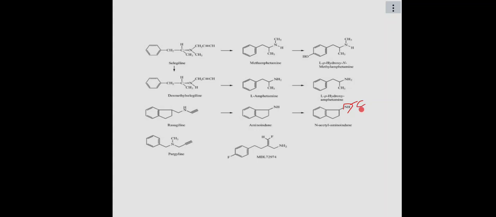So it will be C double bond O CH3. That will be the N-acetyl. So it can also undergo acetylation by N-acetyl amido transferase, and the NH, the amino group, will be acetylated, and you can get N-acetyl amino indane, which of course will have much lower water solubility, terminating the pharmacological activity.